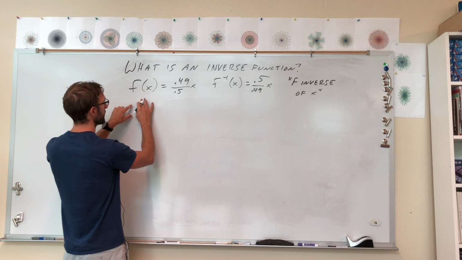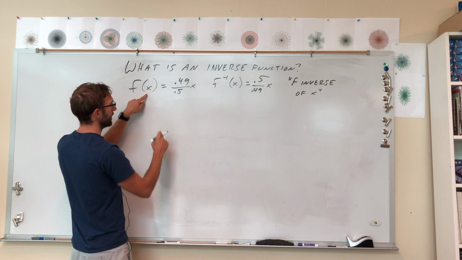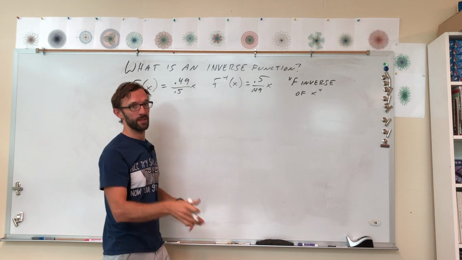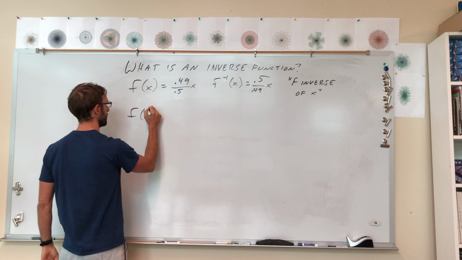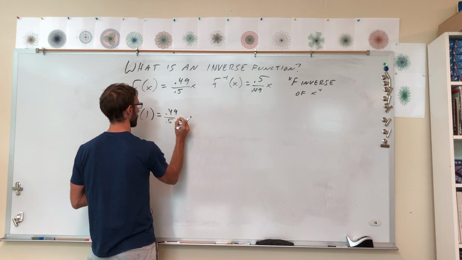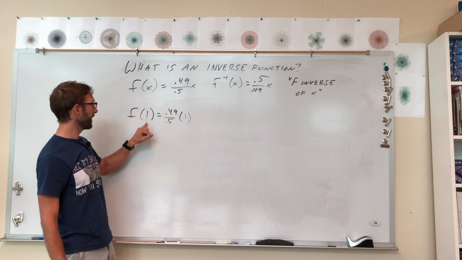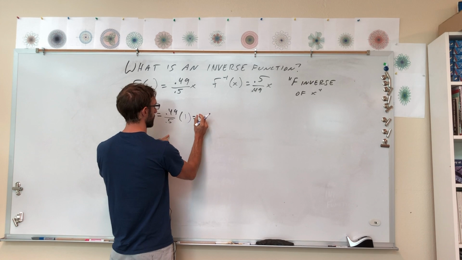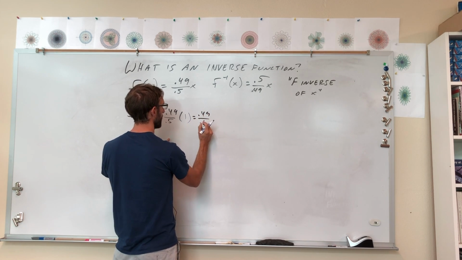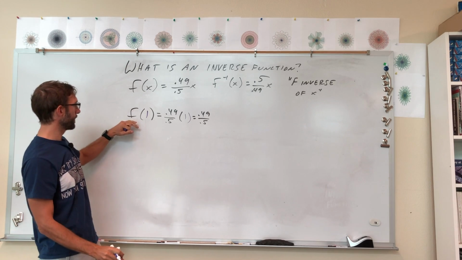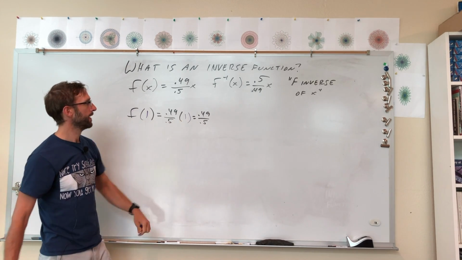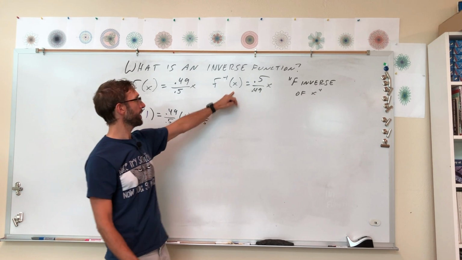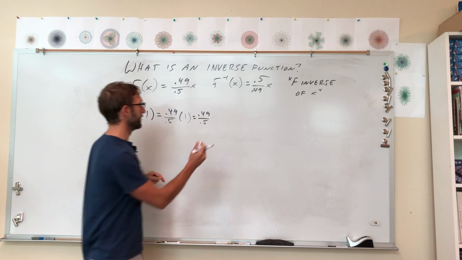So that means if we take some value here, get an output, and put that output in here as the input, we should get back to the same thing. Let's see what that looks like. Okay, so we do f of 1 equals 0.49 over 0.5 times 1. That's going to give us 0.49 over 0.5. Great. So we have f of 1 is this amount. So now an inverse function will take this output as the input, and we should get 1.